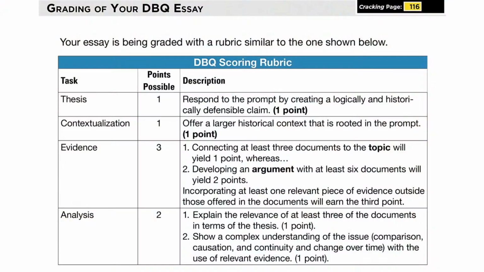Now, here's a little bit of a close-up of the actual rubric that AP graders use when they're grading your DBQ. You can score up to 6 points, and one of those points is given for a thesis. So you must have a logical and historically defensible claim of some sort. And it can't be something really simplistic.